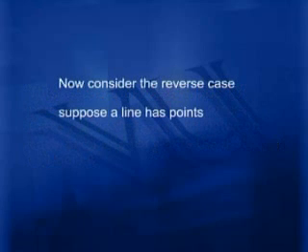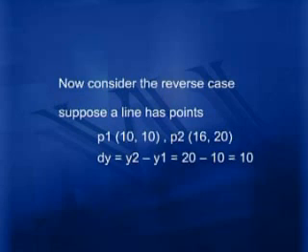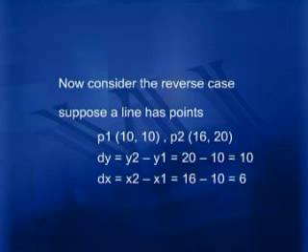Let's consider the reverse case of it. Had the points 1 and 2 been like this, that P1 is 10,10 and P2 is 16,20, then dy would be calculated as y2 minus y1, that would be 20 minus 10 and would be calculated as 10, whereas dx would be calculated to be 6, x2 minus x1, which is 16 minus 10, that gives us 6.